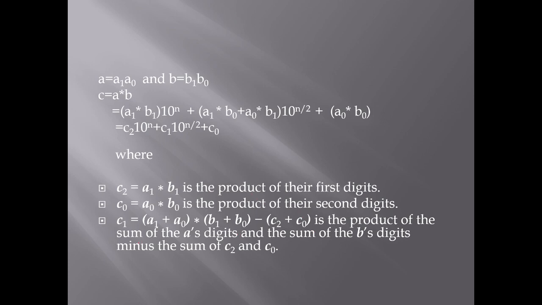Now C2 is equal to A1 into B1, which is equal to C2. A0 into B0, which is equal to C0. But this C1 term and this C1 term differ. How does it come? Let us see about it.